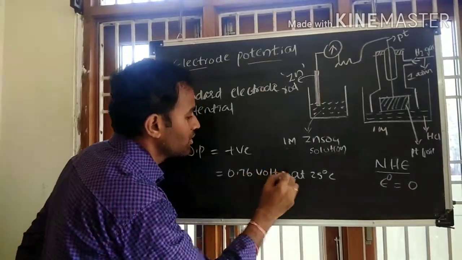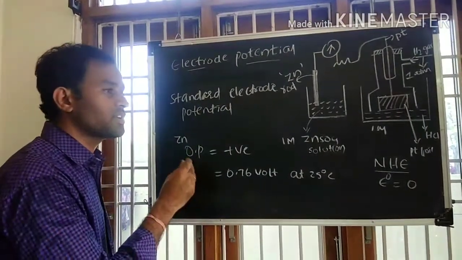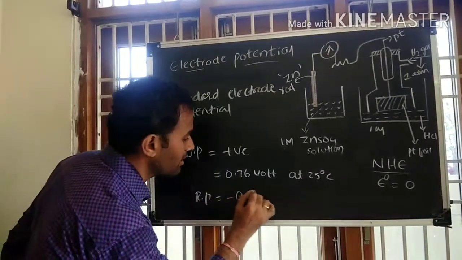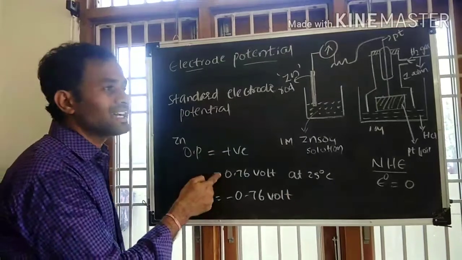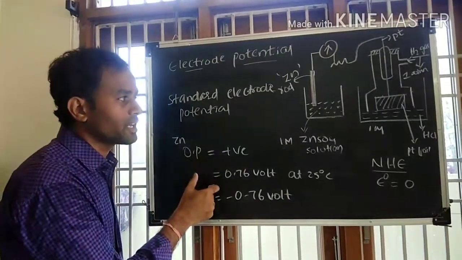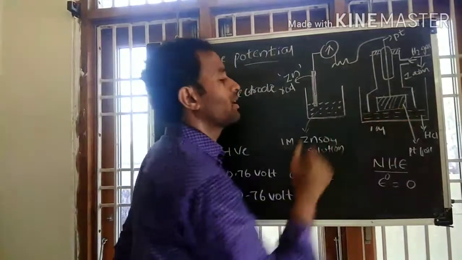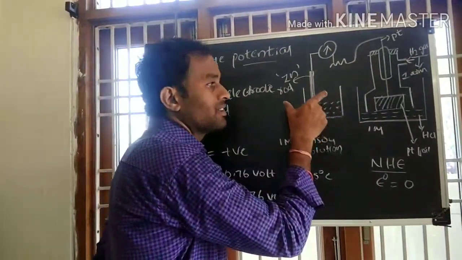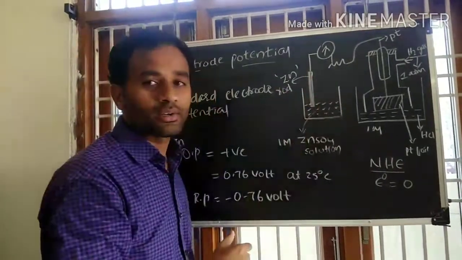And we know usually the reduction potential value is reversed to that of oxidation potential for a given electrode. So therefore its reduction potential is minus 0.76 volts. So in this way we give the sign for the electrode potential. So if an electrode is connected to a normal hydrogen electrode, if it undergoes reduction, then the reduction potential value is positive for that electrode, right?